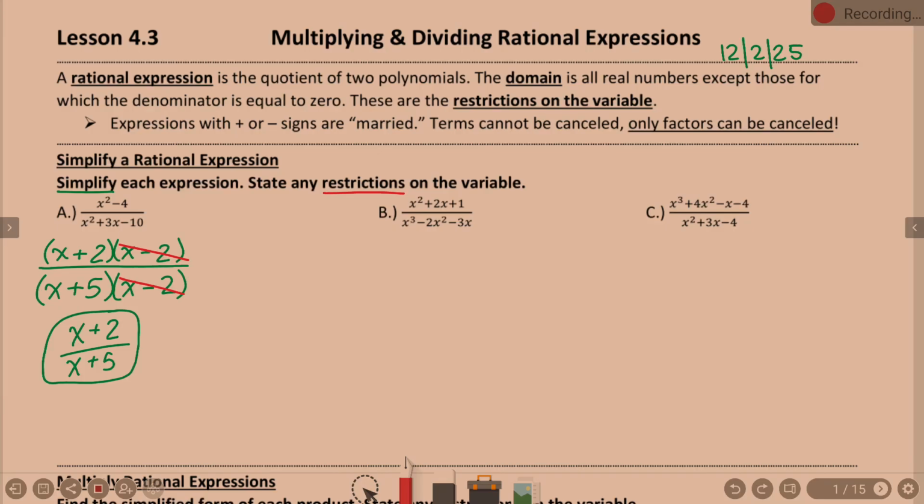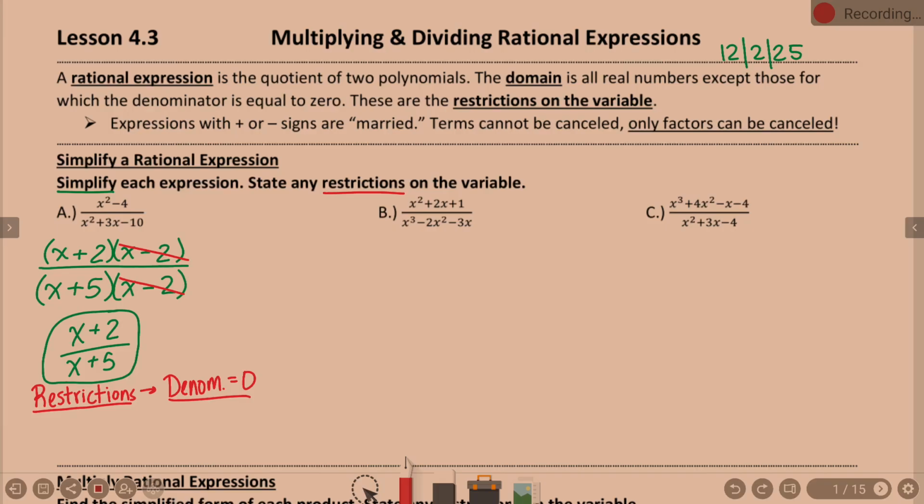Restrictions are what's going to make my denominator equal to 0. Okay, because anything that's going to make my denominator equal to 0 cannot equal x. So in order to find your restrictions, what we're going to do is take our denominator and set it equal to 0. So whenever you talk about finding restrictions, your job is to take the denominator and set it equal to 0.